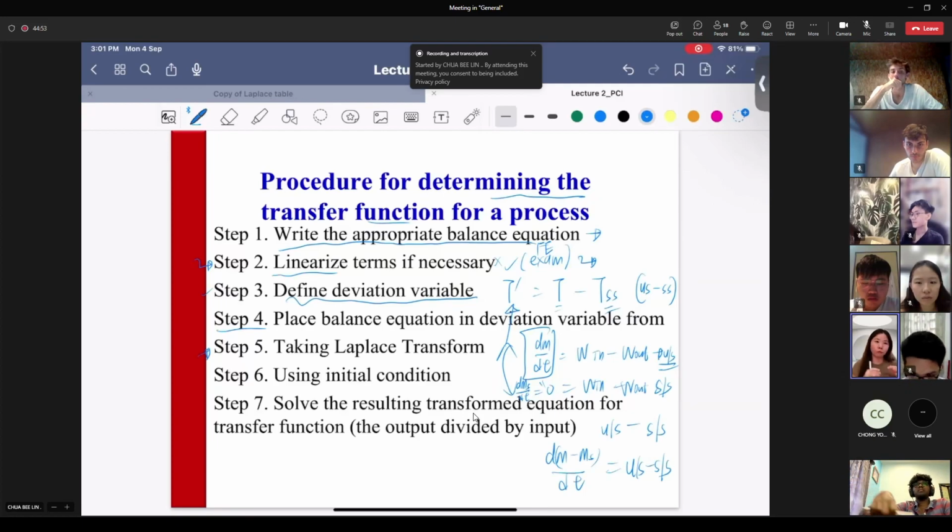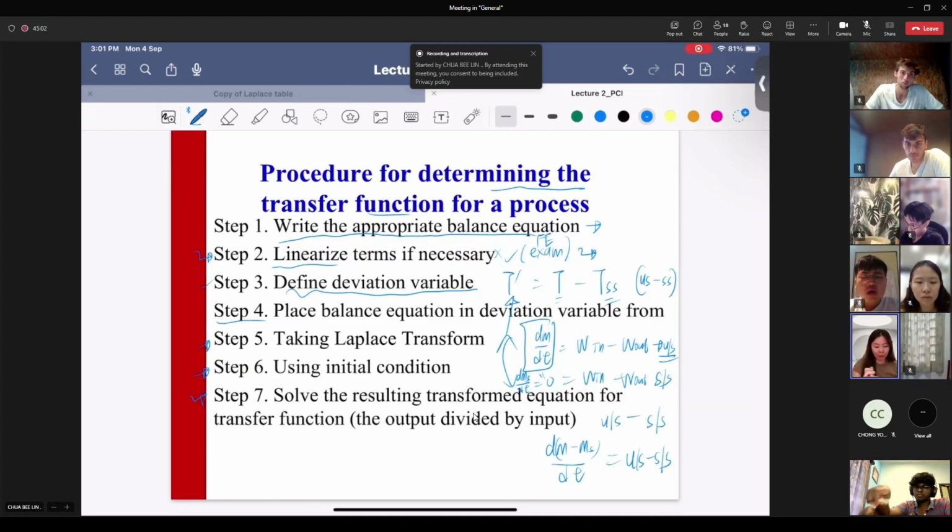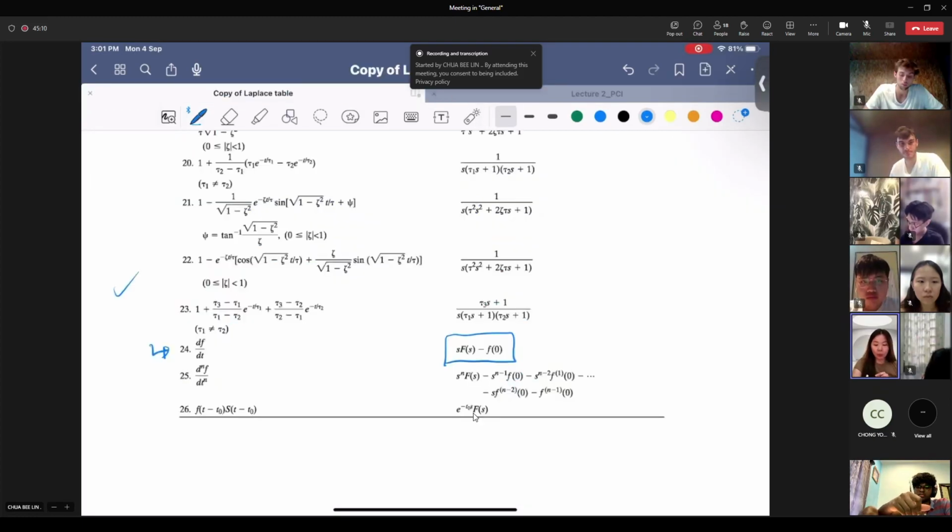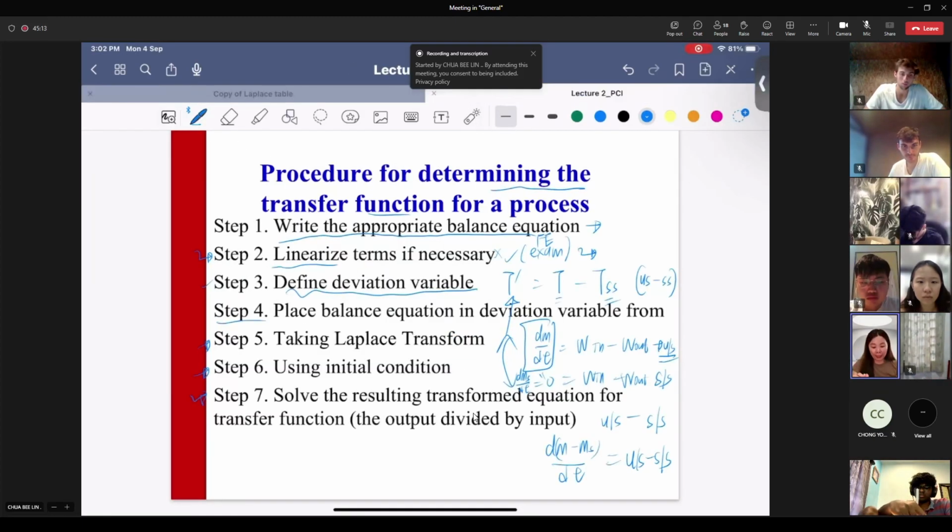After that, you have to Laplace transform both sides. And we have no initial condition for this, so using initial condition, you can skip. Then step 7, you have to refer to the Laplace transform table, which is this table, to solve, to finally get the model.